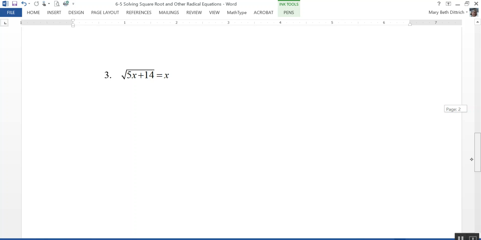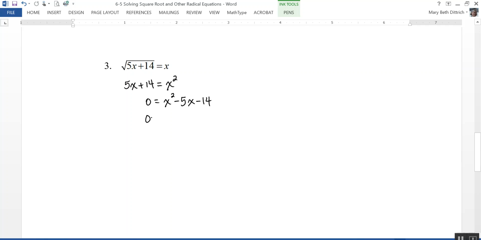So I have the square root of 5x plus 14 is equal to x. Squaring both sides gives me 5x plus 14 is equal to x squared. And what I have here is a quadratic equation. In order to solve a quadratic equation, it needs to be equal to 0. So I'll subtract 5x on both sides and 14 on both sides. And then I will factor that, and that's going to give me x minus 7 times x plus 2. So my two possible solutions are x equals 7 and x equals negative 2.